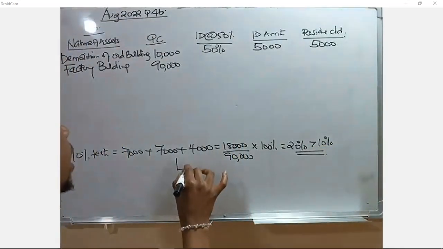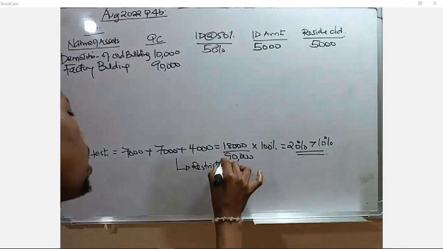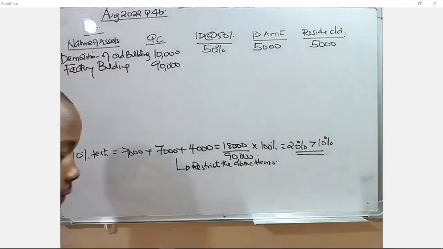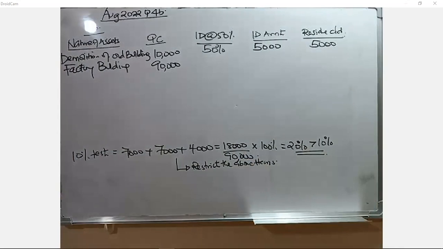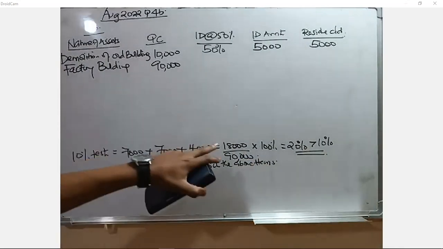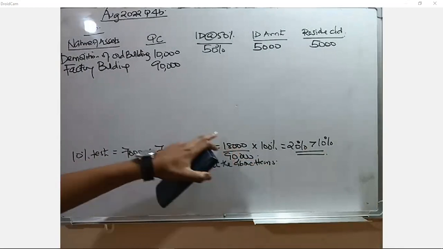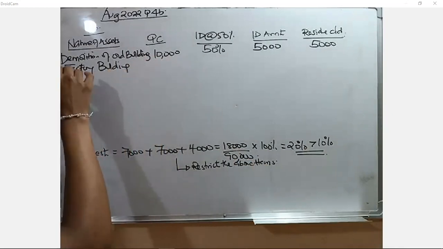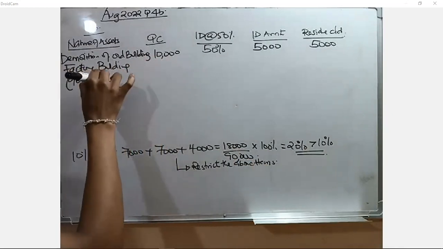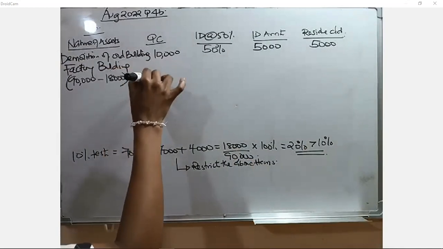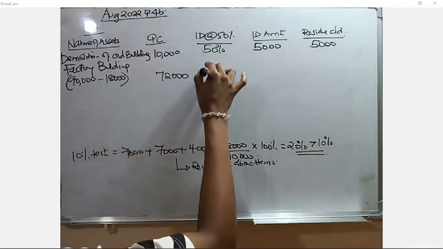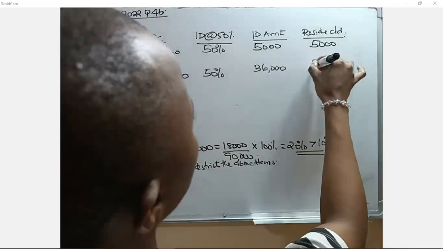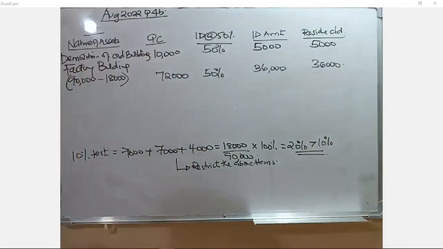So in this case, I restrict the above items. It means from 90,000, I subtract 18,000 to remain with the cost of the factory building only. I subtract 18,000, I remain with 72,000. 50% of 72 is 36,000. So it means my balance after the factory building is 36,000.